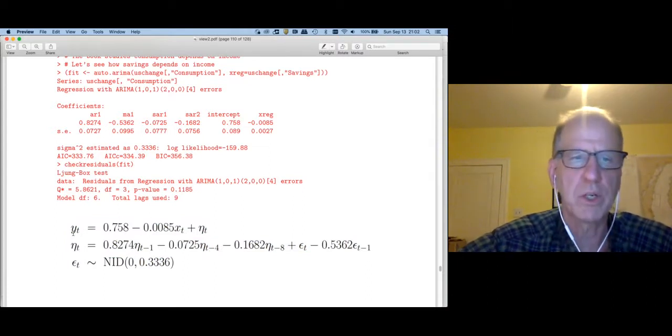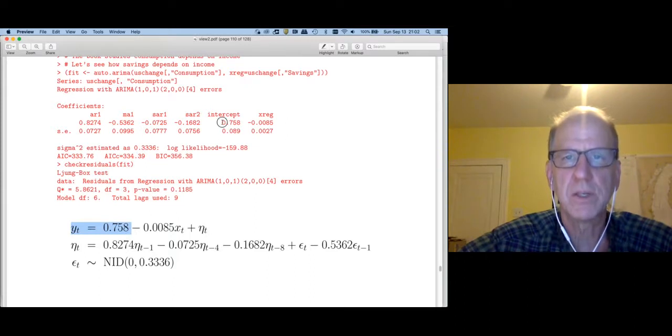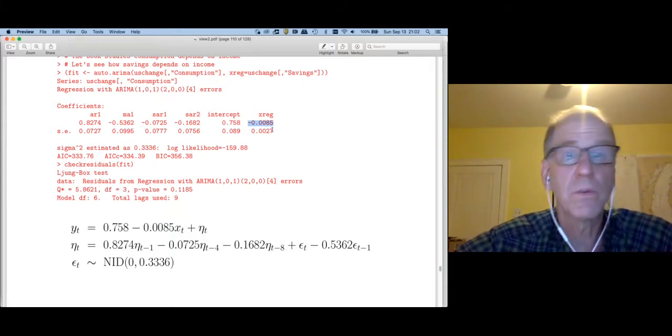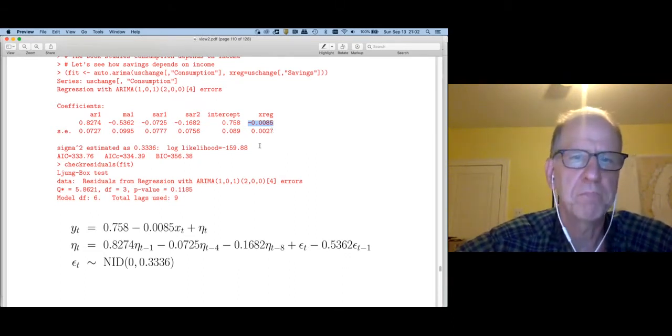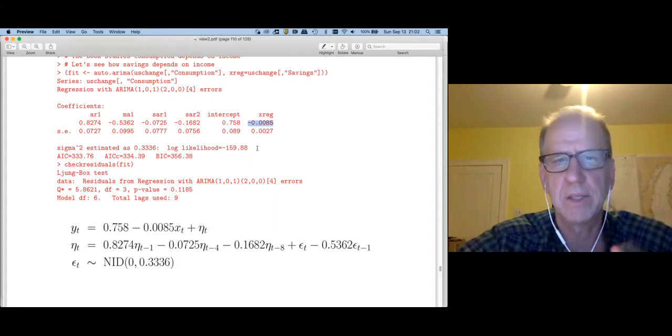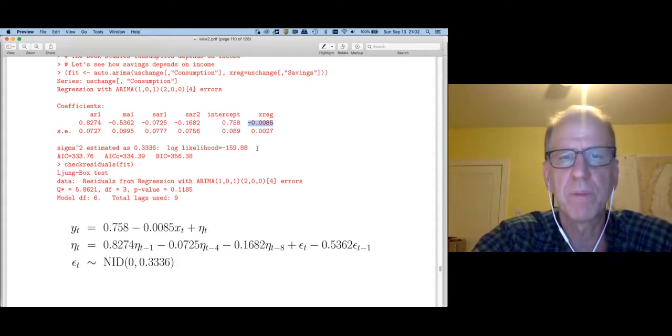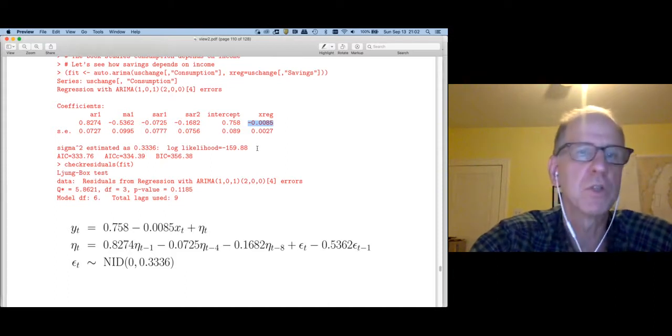The first one's the regression equation, and so y sub t is just equal to the intercept. So here's our intercept, minus 0.0085 times the x variable. So in this case, my x is savings, my y is consumption. That negative coefficient tells me that as my savings goes up, my consumption goes down. And that makes a little bit of sense in that I guess if I'm saving more of my money, I'm not going to be consuming as much.